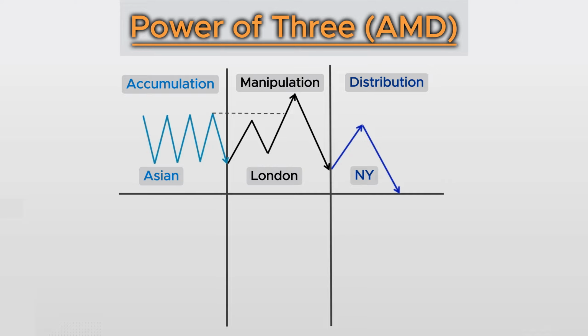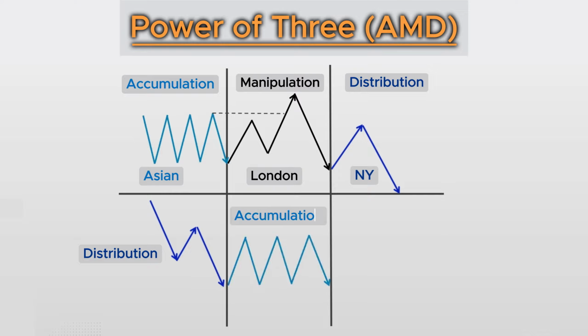But here's a pro tip to keep in mind. If the price has expanded instead of accumulating during the Asian session, don't expect the London session to manipulate. Instead, you should expect it to accumulate, which means you'd then look for the New York session to manipulate. So, it all comes down to what the Asian session did. Just check out the Asian session first, and that will give you the most accurate way to identify AMD and the power of three phases.